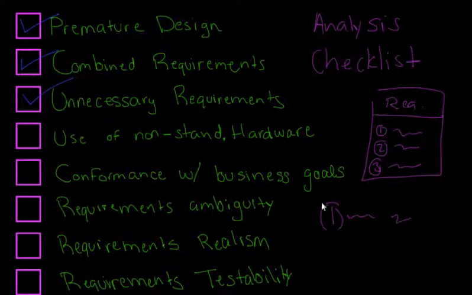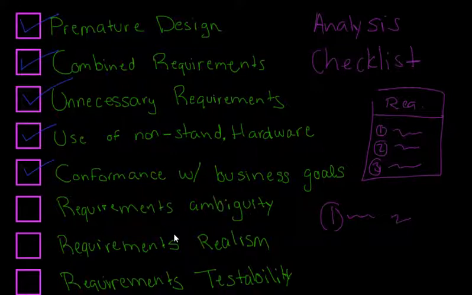Next is use of non-standard hardware. That's asking, based on the project and the requirements, do we have to use non-standard hardware? Once you answer that question, you can check mark that. Then conformance with business goals. In your requirements documentation, you'll have an introduction where it states these business goals, and you want to make sure your requirements and your system will conform with those goals. Make sure they accomplish the goals that are set in place. Let's say that our requirement 1 here does satisfy our business goals, so we're going to leave a check mark there.